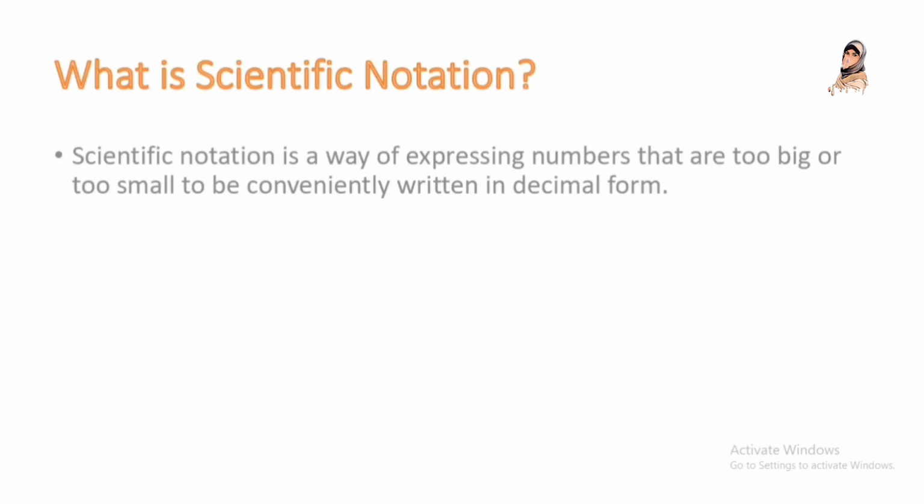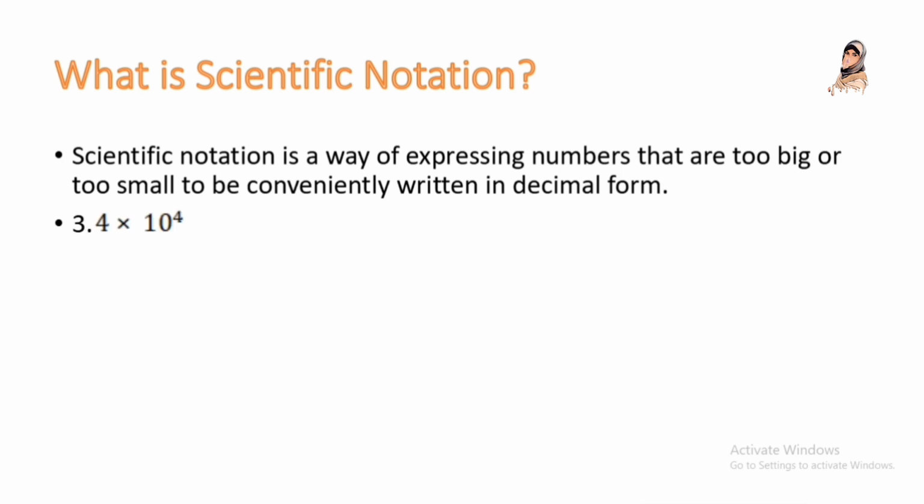So let's start our video. What is scientific notation? Scientific notation is a way of expressing numbers that are too big or too small to be conveniently written in decimal form. For example, 3.4 × 10^4 is a number in scientific notation.